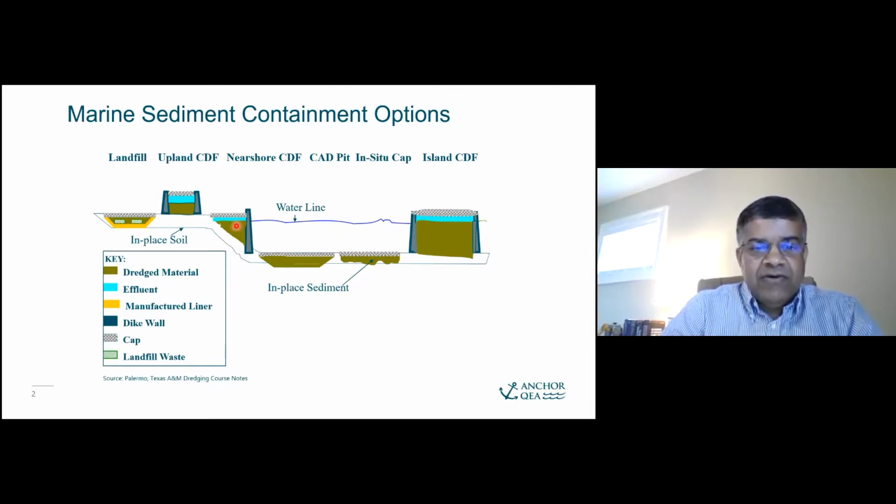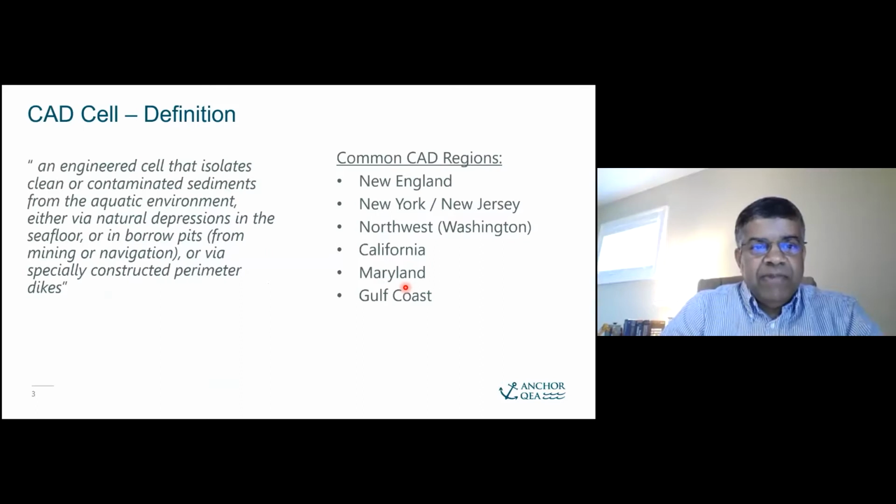Obviously, to the left, it's more contaminated. This is, I would call, mild to clean to mild to moderate contamination. These are again higher contamination. Then you have, of course, open ocean placement on the very right side of the spectrum here. But at a high level, what is a CAD cell? So Steve touched upon this.